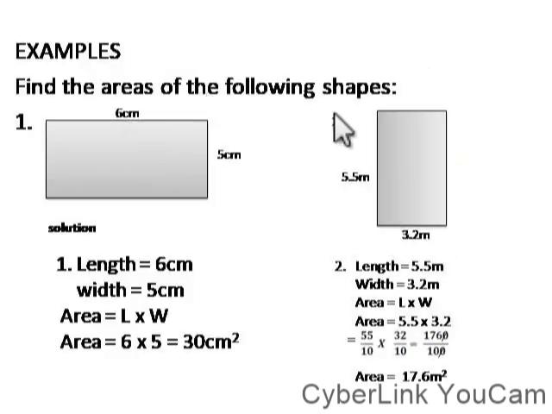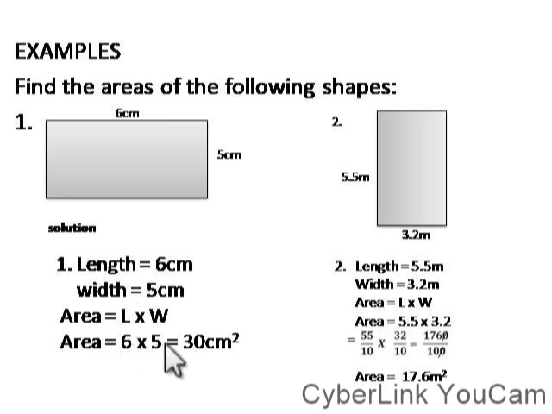Now let's look at some examples here. Find the area of the following shapes. Here we have two rectangles. So this particular rectangle, the length is 6 centimeter, the width is 5 centimeter. The length is being given to us as 6 centimeter, width 5 centimeter. So area of a rectangle is length times width. Alright, so you already know this one is quite easy.